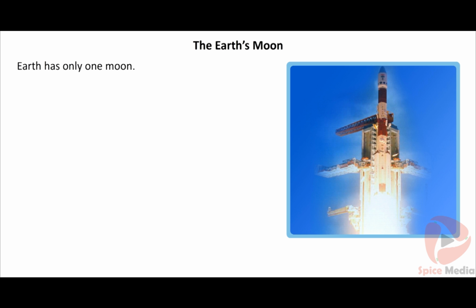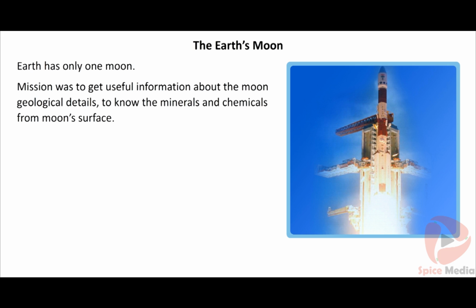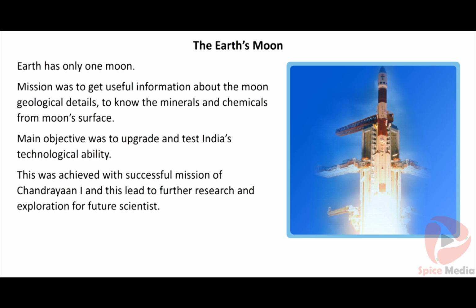Earth has only one moon. Many nations set out their missions to get useful information about the moon's geological details, to know the minerals and chemicals from the moon's surface, and to study the evolution and the life of the moon. The main objective was to upgrade and test India's technological ability. This was achieved with the successful mission of Chandrayaan I, and this led to further research and exploration for future scientists.